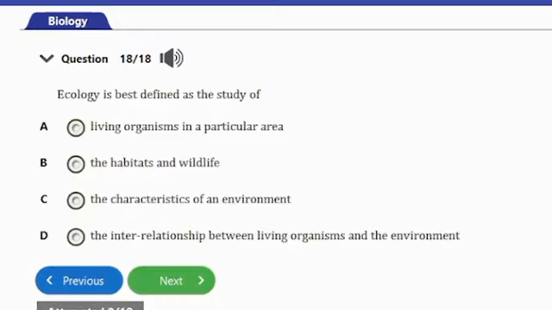That's the end, and that's question number 18 here. It says ecology is best defined as a study of, okay guys, we've also answered this question before now, and here the answer will be option D, the interrelationship between living organisms and the environment.